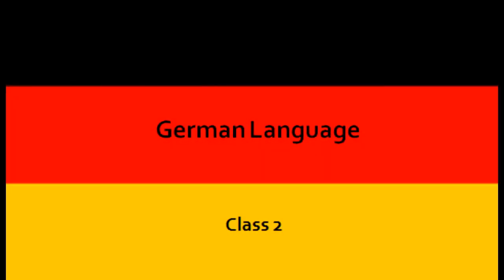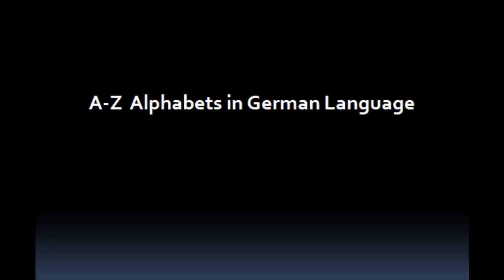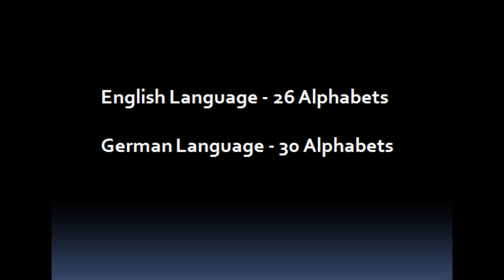In the last class, we already learned how to write and pronounce the numbers 0 to 10 in German. In today's class, we'll learn how to write and pronounce the A to Z alphabet in German. A very important point here is that in English there are 26 letters, but in German we have 4 extra letters, so 30 in total.